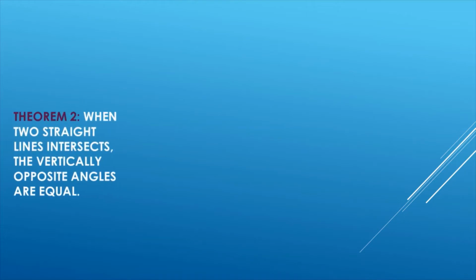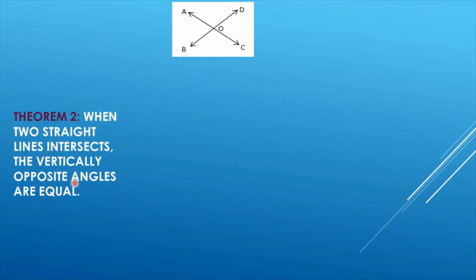Now theorem number 2, that is, when two straight lines intersect, the vertically opposite angles are equal. So let us see a figure on the basis of this theorem number 2 proposition. And this is the figure, my dear students. You can see AC and BD, they are two straight lines that intersect at point O.